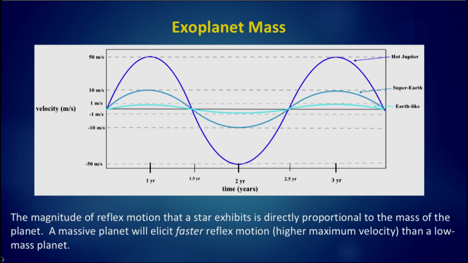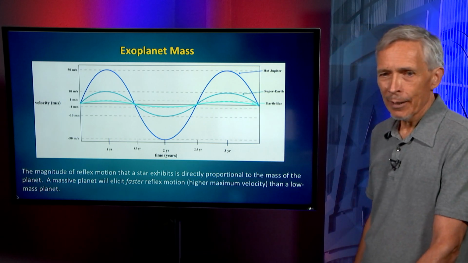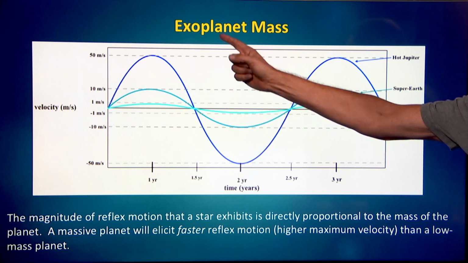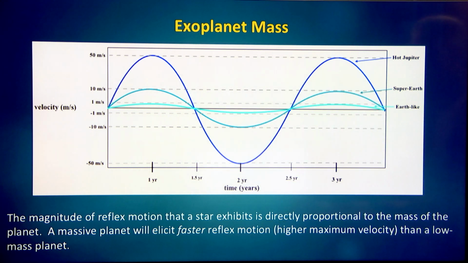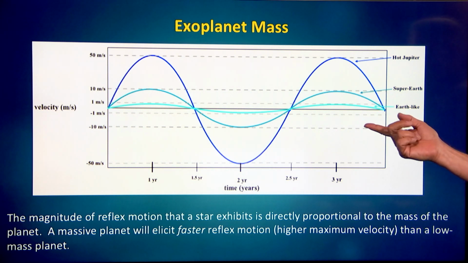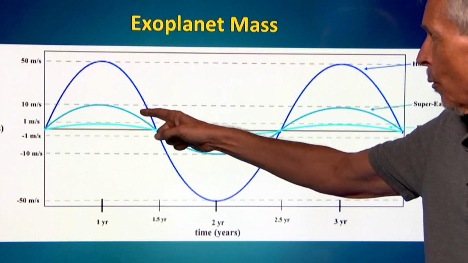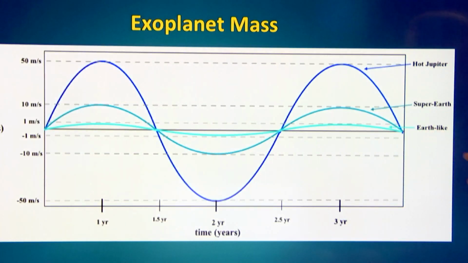This shows the schematic, not real data in this case, of the reflex motion of how this Doppler shift manifests. Here's an example for something like an Earth with a one-year orbit, and you can see the velocity marked on the vertical axis, time on the horizontal axis. This is the reflex motion of a planet orbiting a star converted into a radial velocity, showing its sinusoidal variation of blue shift and then red shift over time.